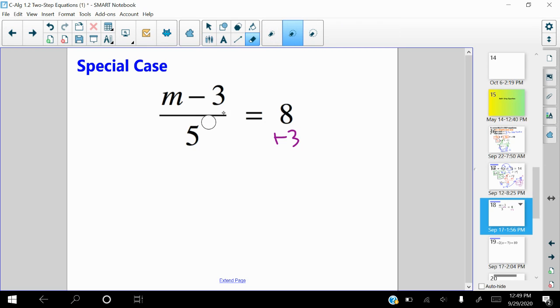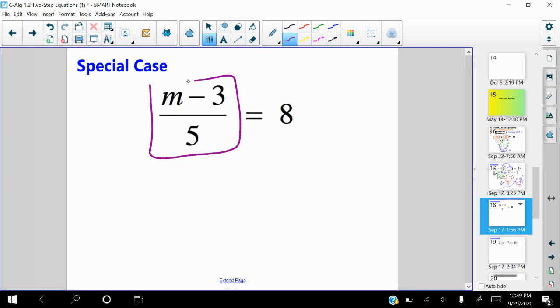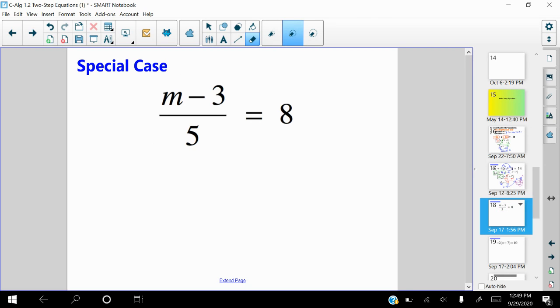Because I have negative 3 in my numerator, and it's not its own term. This whole thing is a term. The whole fraction is one term. So I can't just add 3. What I need to do is cancel out that fraction. And to do so, we're going to multiply by 5.